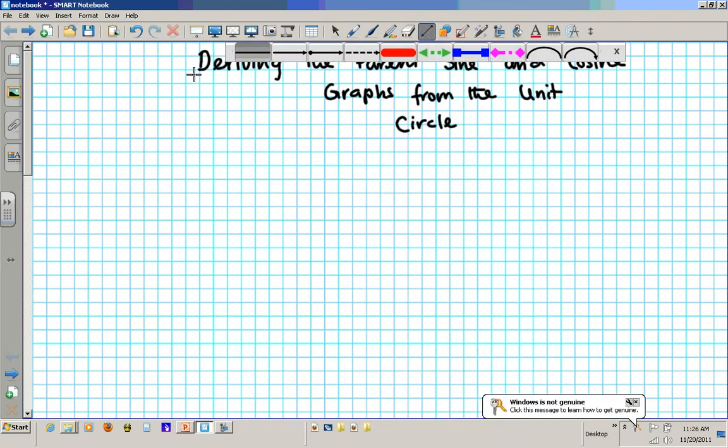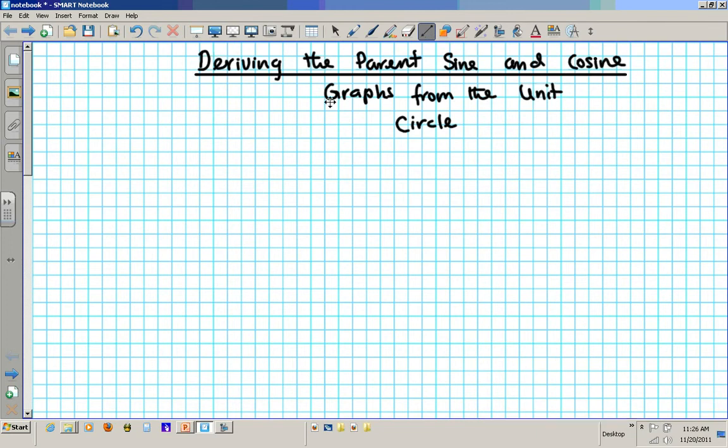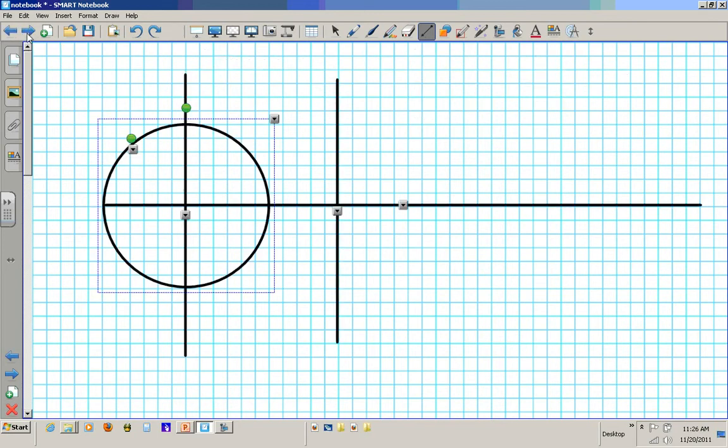Okay? Write that down. Now to get this started, you're going to need to draw a circle and some lines. Okay? So write down the title, deriving the parent sine and cosine graphs from the unit circle. Now this is what we're going to need. We're going to need a unit circle, as illustrated here, and a bunch of lines.